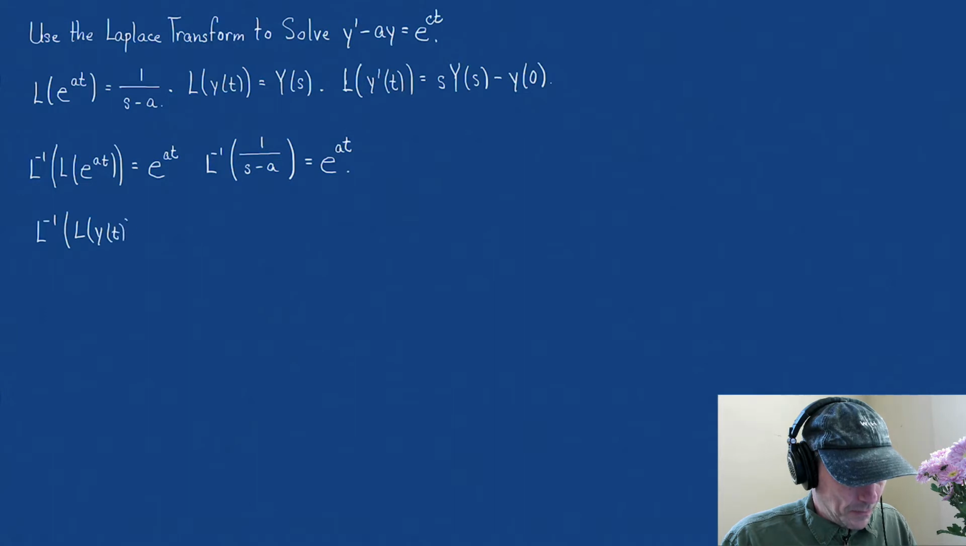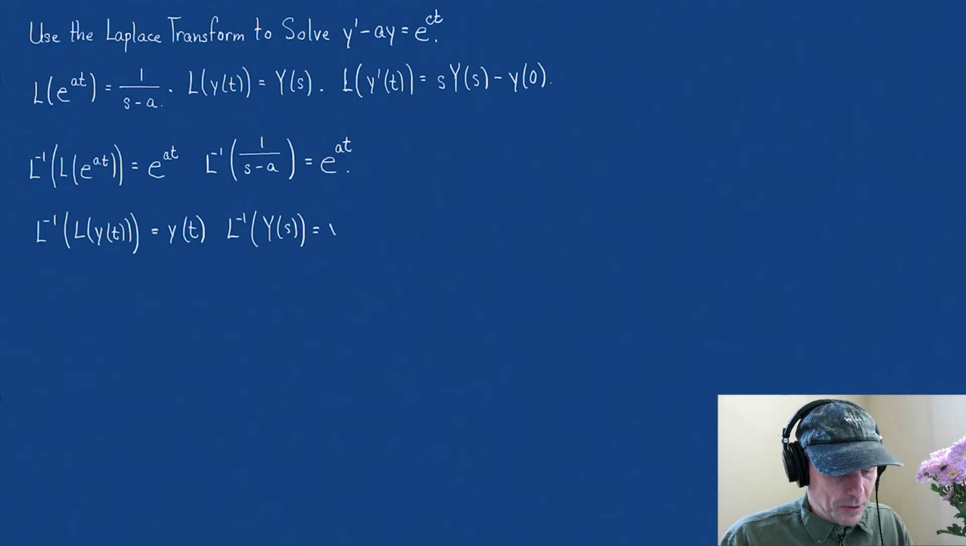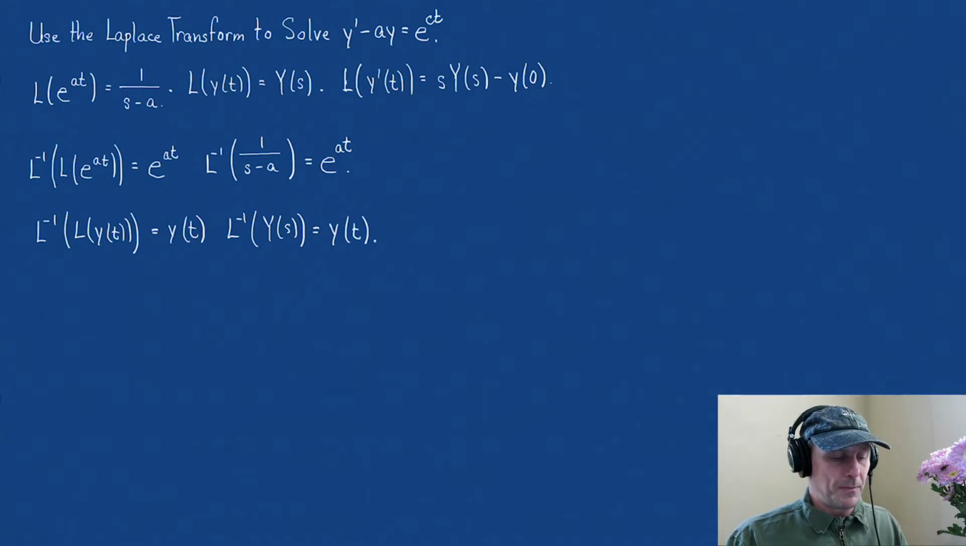Another idea: if I took the inverse Laplace transform of the Laplace transform of y of t, wow, there's a lot of parentheses there, that would give me y of t. Let's try that again. If I take the inverse Laplace transform of capital Y of s, well, capital Y of s is the Laplace transform of y. So the inverse of that would just bring me back to the original function that was transformed. We need that idea to solve this. So now let's solve our problem.